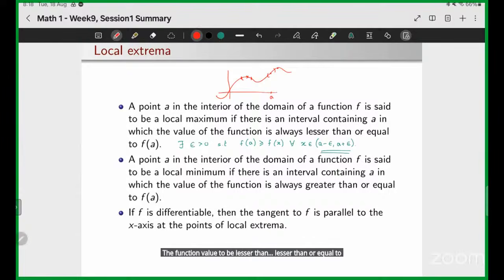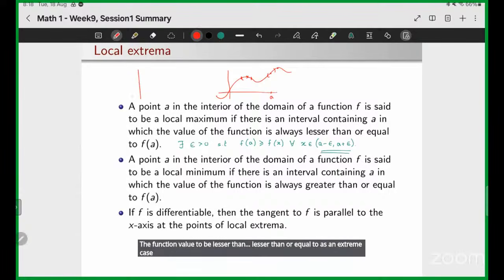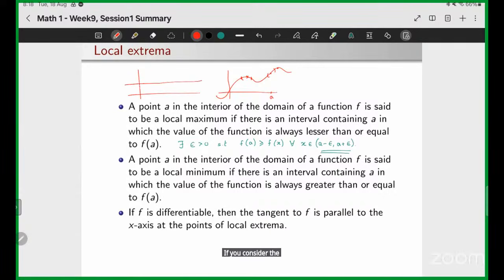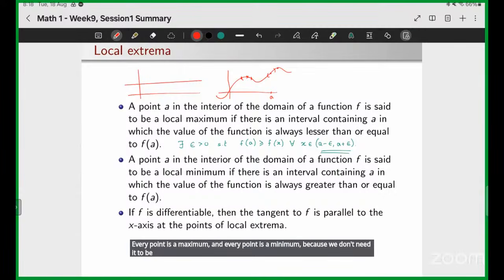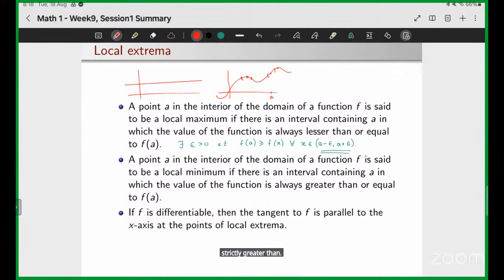as an extreme case, if you consider the constant function, every point is a maximum and every point is a minimum, because we don't need it to be strictly greater than. So here, somewhat trivially, every point is a maximum and a minimum. And the same analysis can be done for even discontinuous functions.